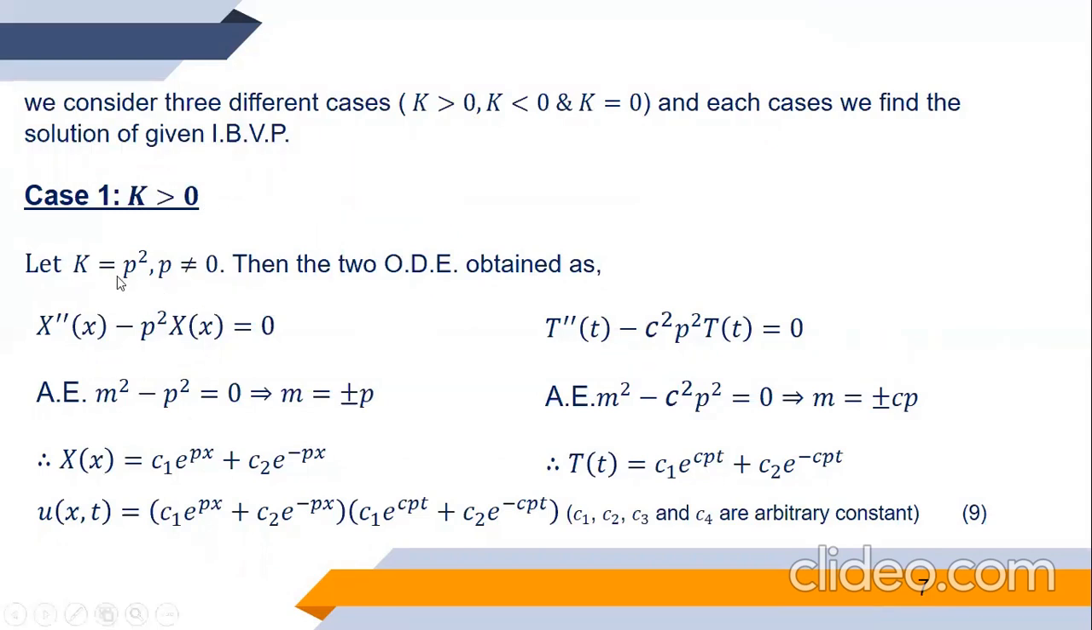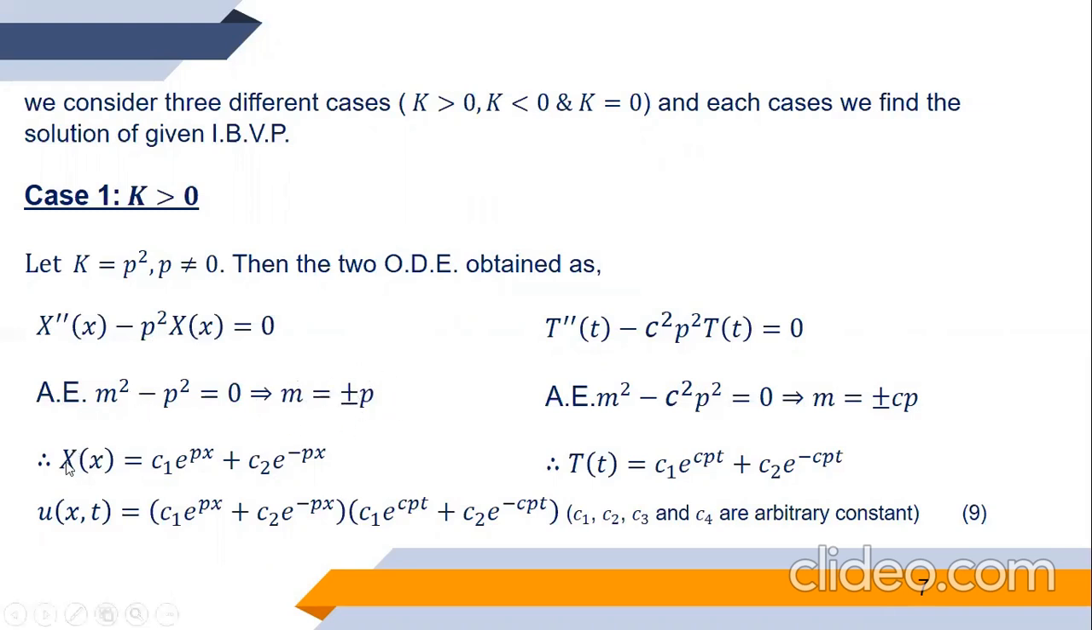So let k is equal to p square, because p square is always greater than 0, p not equal to 0. Then the two ordinary differential equations obtained, as k is p square, we input in equation number 8. Then we get x double dash minus p square x is 0. So this is the second order ODE we solve. So the auxiliary equation is m square minus p square is equal to 0. Therefore m is equal to plus or minus p, and plus or minus p means real and different roots.